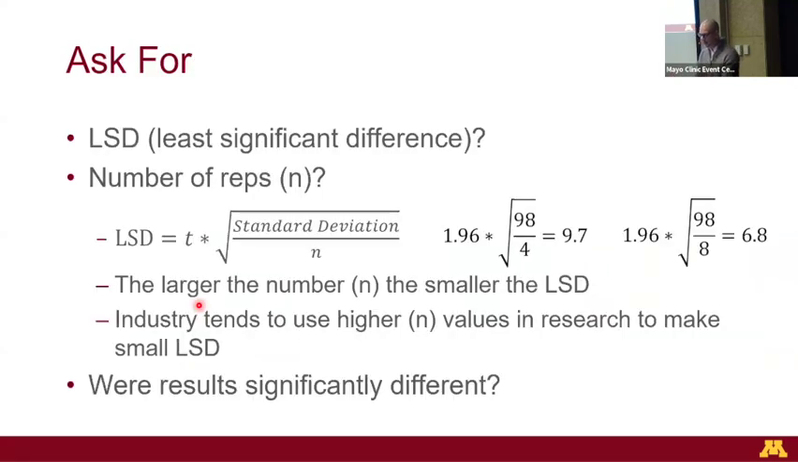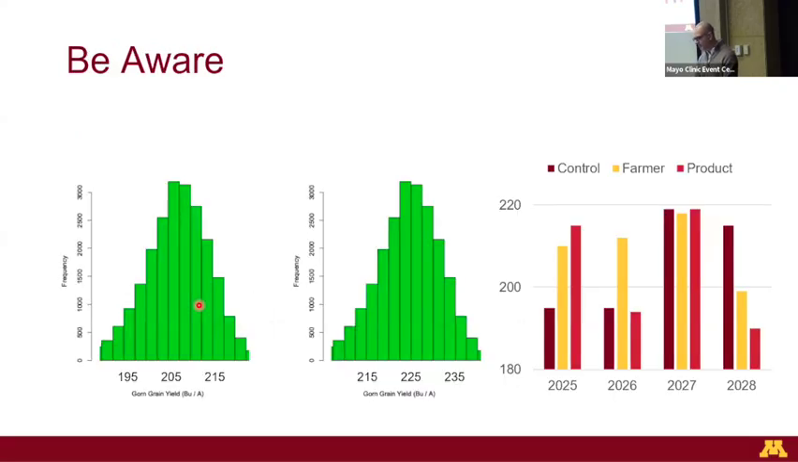So, when you're talking to industry and you're being sold a product, one thing you can ask for is: what is the least significant difference? What's the LSD? Because, for example, if the LSD was 25 bushels an acre and you're only seeing a 15 bushel an acre increase, that means they're statistically the same, right? But now if the LSD was 10 and you see an increase of 20, then yes, you got a big benefit from using that product.